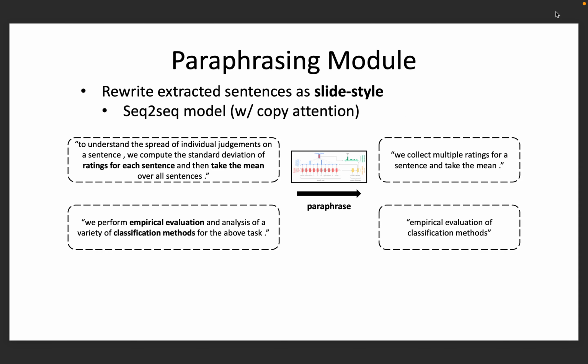Another one is the paraphrasing module. Most sentences in slides are incomplete and should be presented concisely. So we rewrite the extracted sentence from the paper in slide style. And this extractive then abstractive summarization can make the text content more concise and more adequate for presentation.